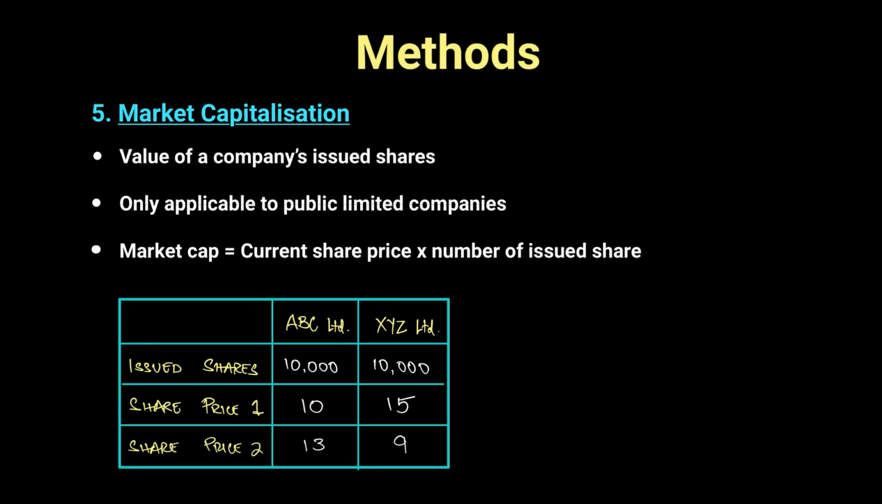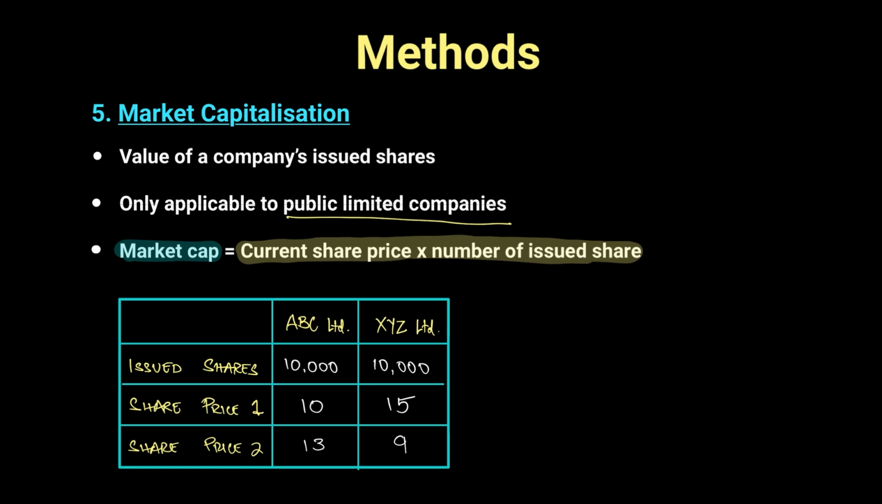Now, the last of the commonly used methods to measure size of a business is called market capitalization. Okay? And the first thing to remember about market capitalization, or simply called market cap, is that it is only applicable to public limited companies. Public limited companies have the ability to sell shares on the stock exchange, and those shares are subject to fluctuation in price. And a simple multiplication of any share's current share price with the number of shares issued by the company would give you your market cap. That's the formula: current share price times number of issued shares.